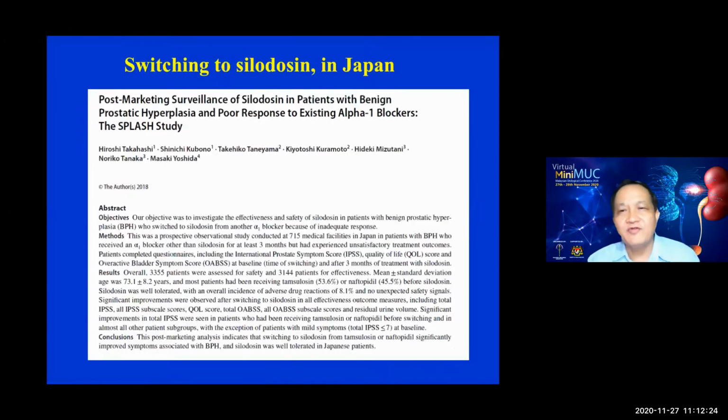And then what about patients who have already used an alpha blocker? They have used one drug in the same group, like a PDE5 inhibitor or whatever. This is a study done in Japan, called the SPLASH study. It is a post-marketing study, and post-marketing means real life, whereas controlled studies remove all the bad patients, all the heart problems. So these are real life studies. They find that patients who switch from one alpha blocker to silodosin, it is effective. So you can try that if you like.